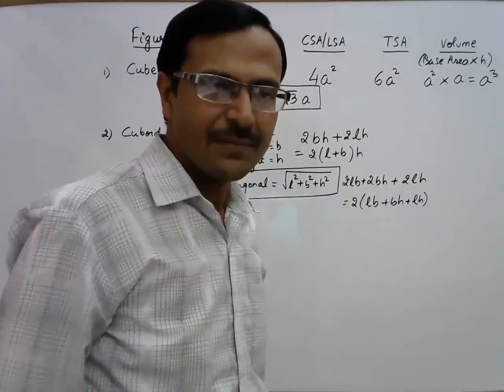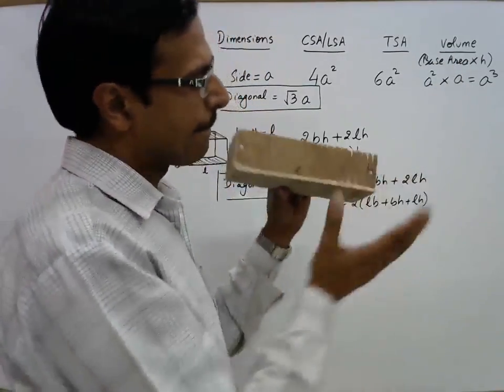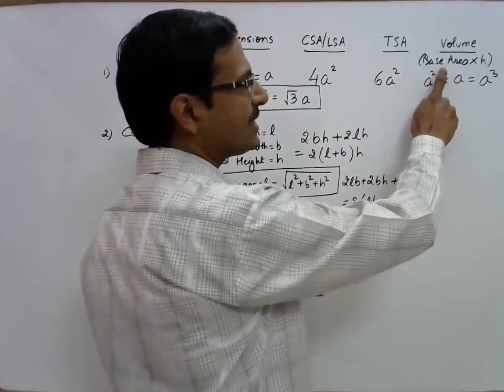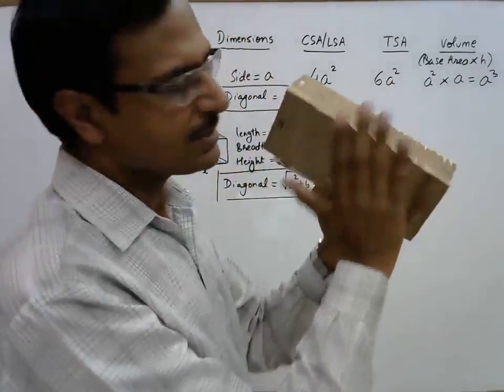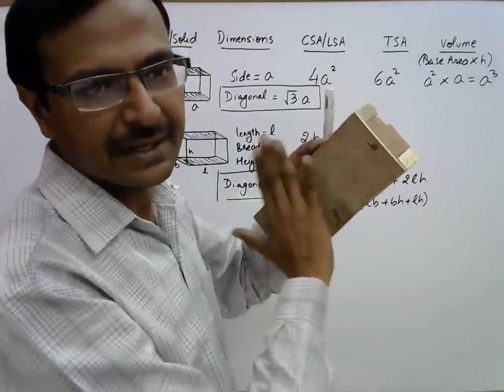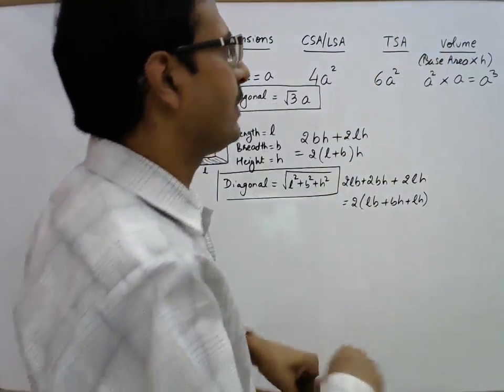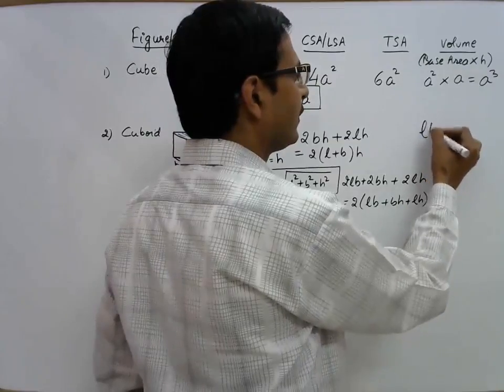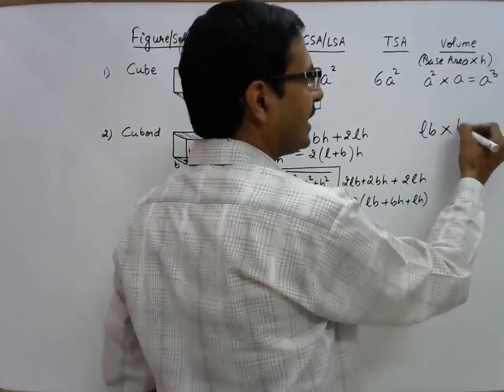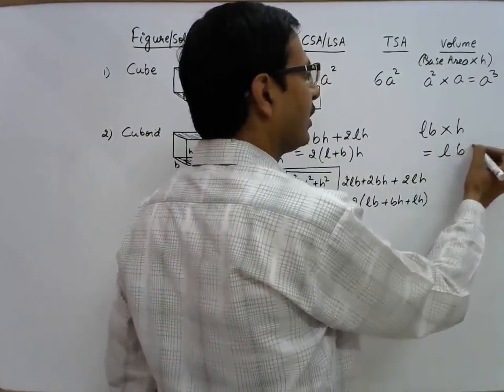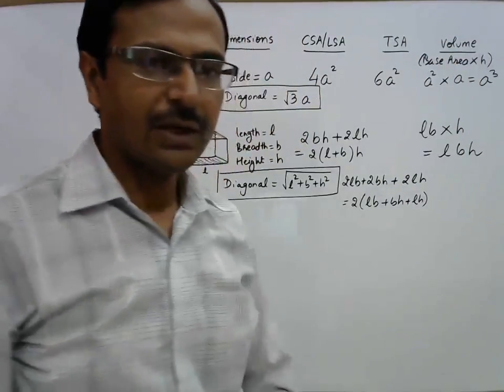Volume is very easy. Again we have the same figure. Same formula, base area into height. What is the base like? Base is like a rectangle. So what is the base area? Length into breadth. So base area is length into breadth, and multiply by the height H. So you get the formula for the volume of a cuboid.